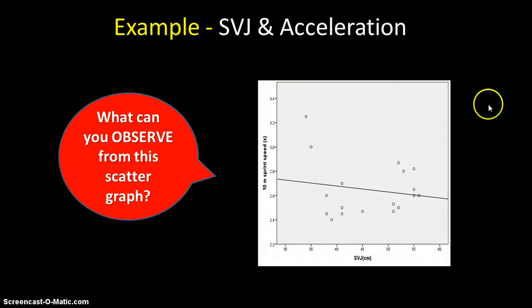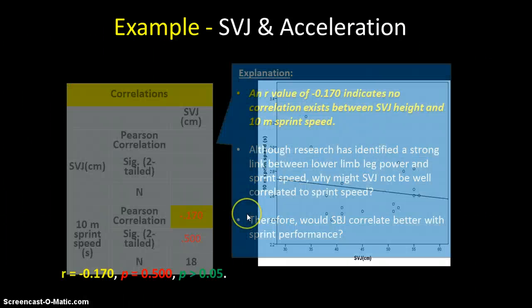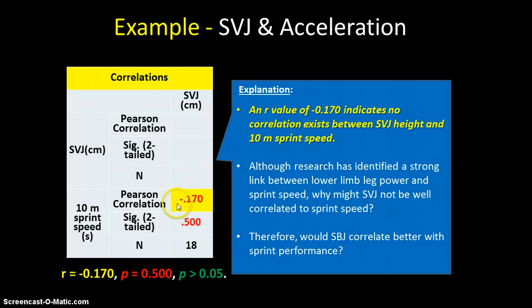Lastly, another example to quickly check out, standing vertical jump and acceleration over 10 meters. Actually in observation there we see a very different pattern, or little pattern at all. Again, that's quite indicative of results, worth having a look at. Our R value, our correlation coefficient, comes out at -0.170, and our calculated p-value at 0.5. Now, 0.5 is clearly larger than 0.05, and this suggests that there is no correlation between standing vertical jump height and 10-meter sprint speed.